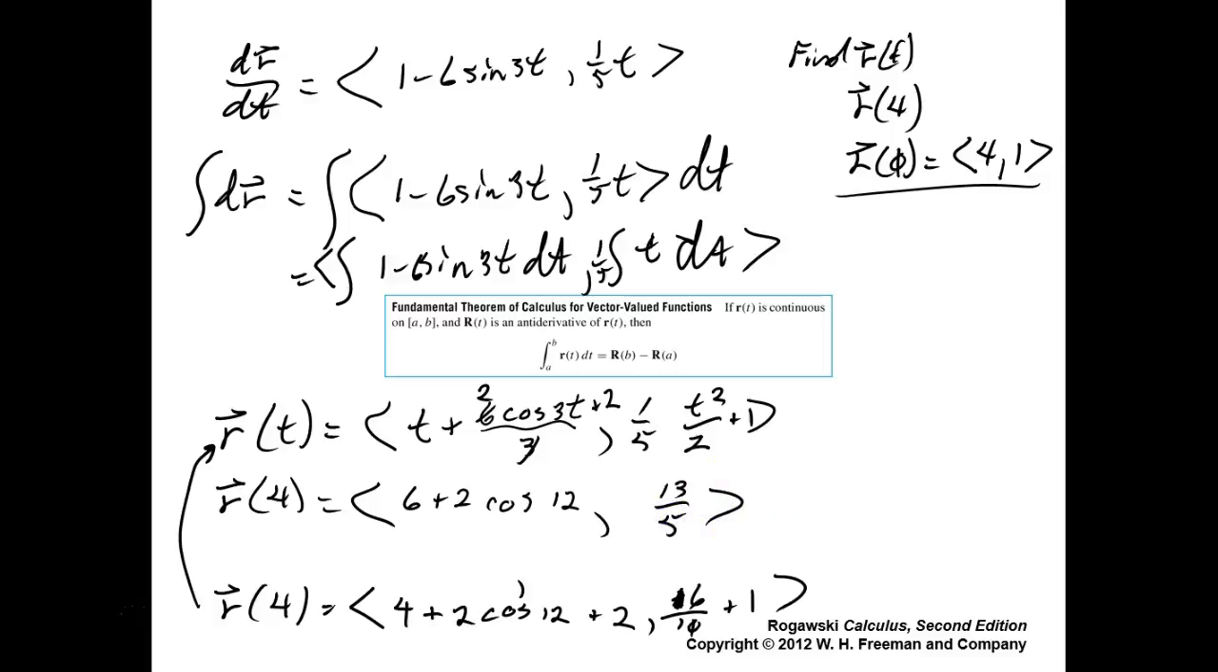That's our answer. Unfortunately, it has a cosine 12 in it. If you have a calculator, be sure you're in radian mode, and do a cosine of 12, whatever that is, you'll get a more precise answer. And 13/5, by the way, is 2.6. And so if someone can do 6 plus 2 cosine 12 on a calculator, be sure you're in radian mode.